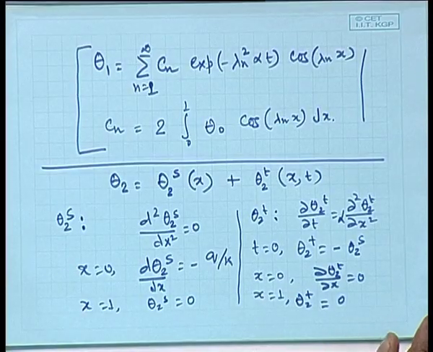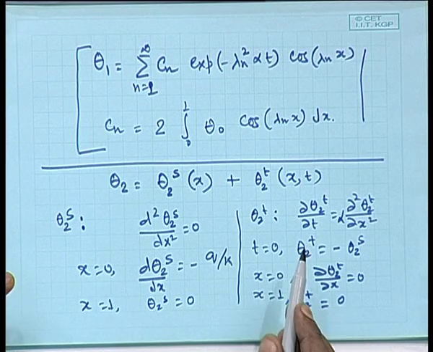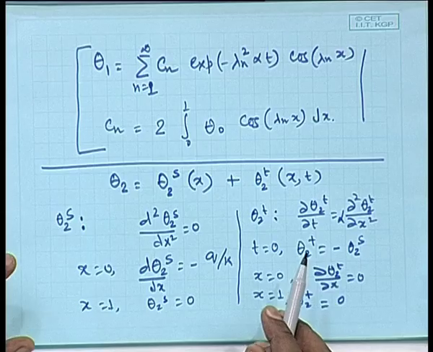So, your overall solution will be theta 1 plus theta 2s plus theta 2t, right. So, you can construct the complete solution after solving this problem. I request you to go through this problem properly, do every step, and finally come out with a complete solution. Okay. Thank you.